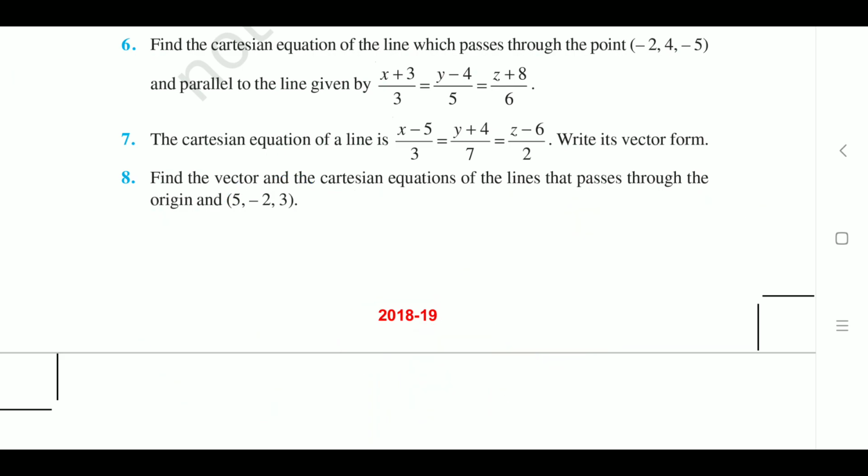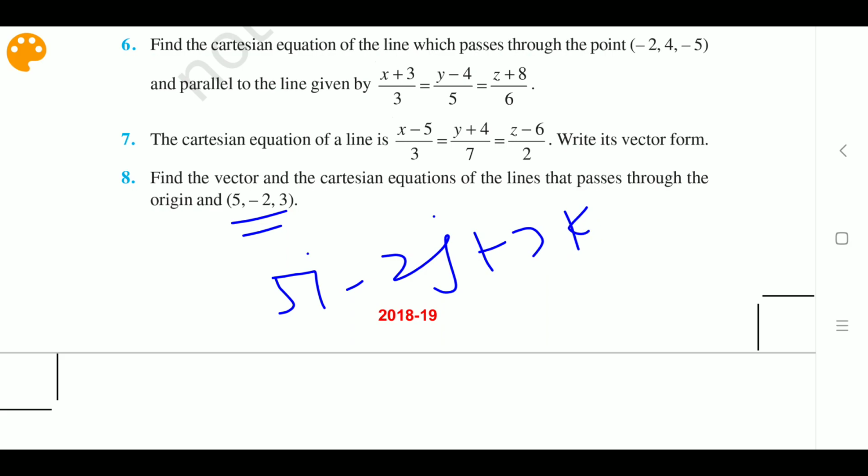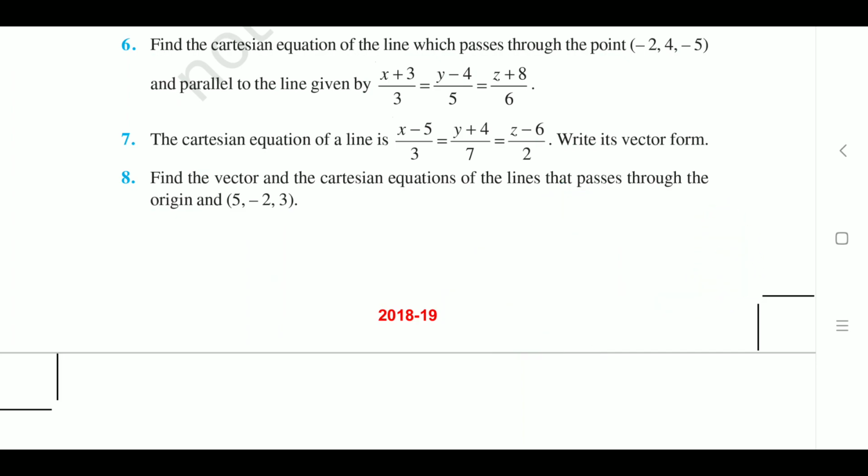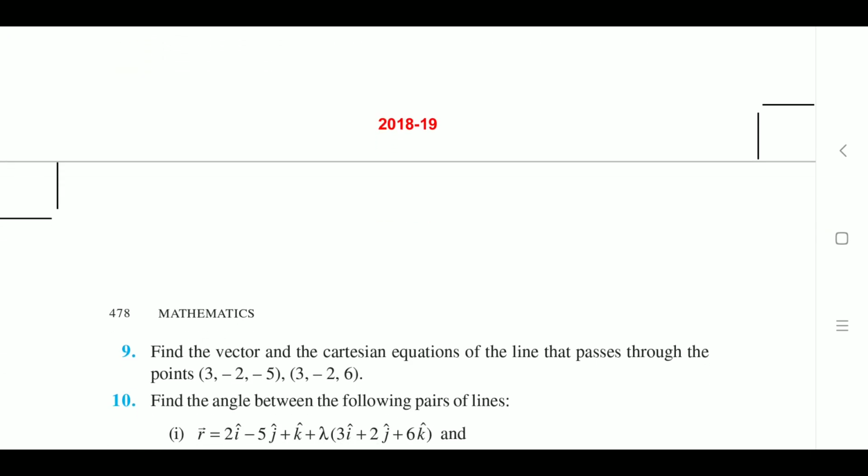And in the vector form, you may write this: 5i minus 2j plus 3k plus lambda times the same 5i minus 2j plus 3k. This is in the vector form. You may take any point. It is not mandatory that you take the origin while forming the equation. You may take this also as a point.